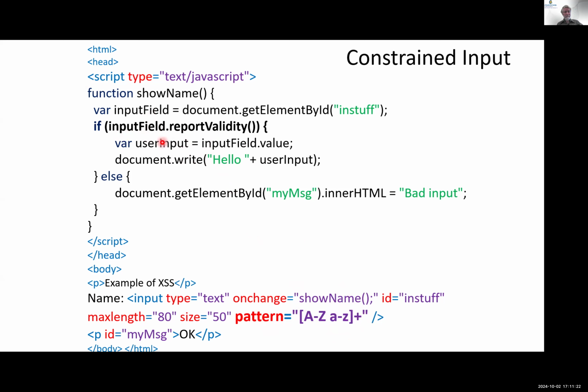And so with this one, when you click or change the field, it calls show name, gets the information, and then says, wait, is this input field the value that we got? I'm going to call report validity on that. That is the input field, the field down here on the screen. Is that good? If it is, then we just do the hello username like we want. If it's not good, then we'll change the message. There's a message down here. Change that message to bad input. And so you'll see the message bad input.